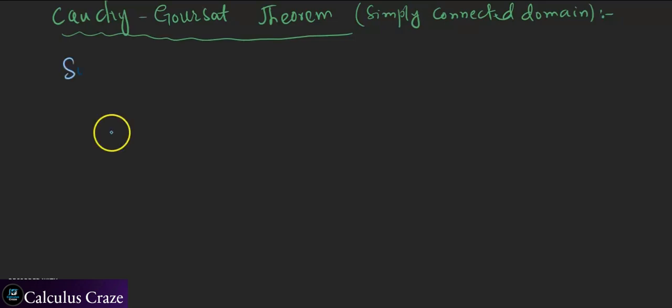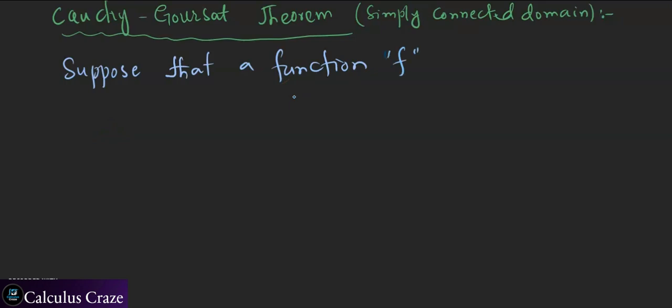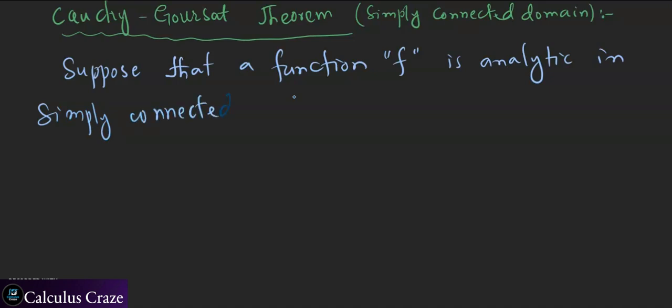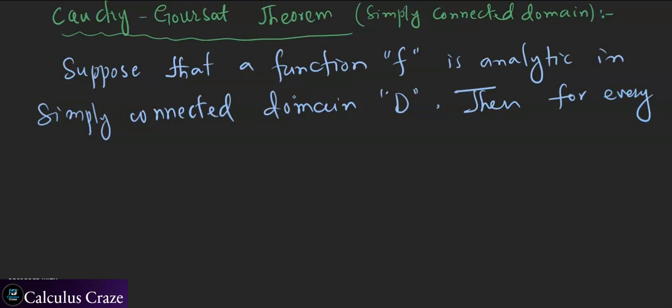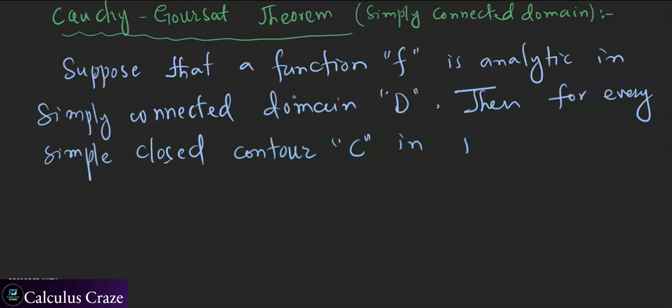The theorem says the following. Suppose that a function f is analytic in a simply connected domain D, then for every simple closed contour C in D, we have that the integral of f of z is 0.